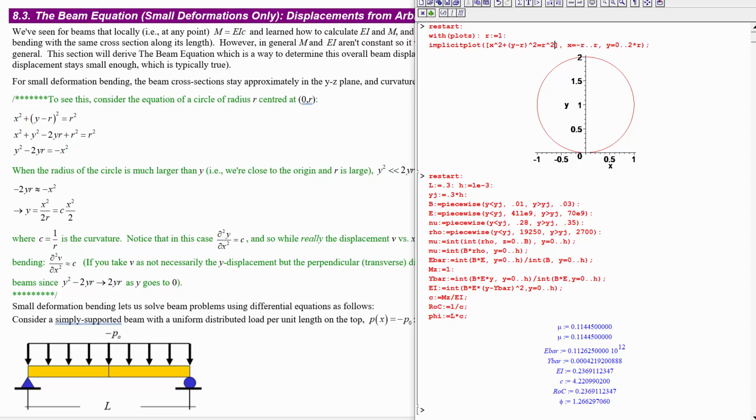Let's have a look at that parabola. So it's equivalent to y is x squared over 2r. Let's plot that too. y equals x squared over 2 times r. And yeah, sure enough, this parabola lines up with the circle as long as we're close to the origin. We can change the scale here and just plot up to maybe r over 2 and have a look at this.